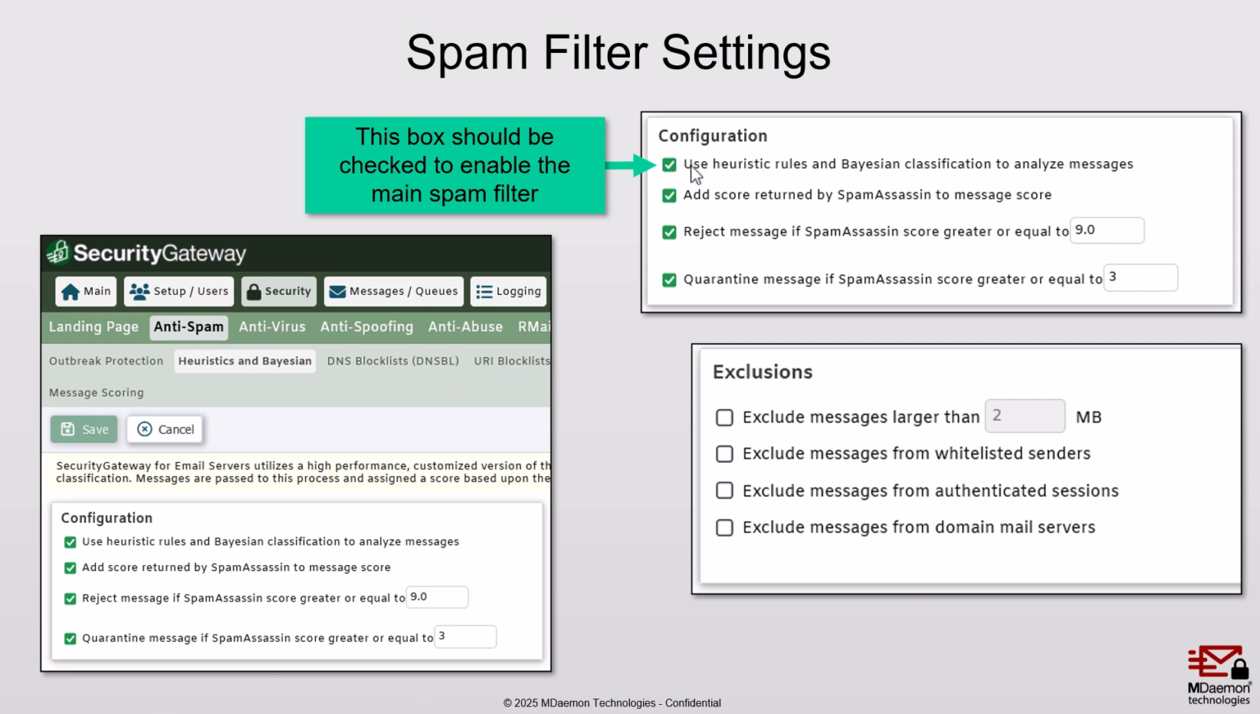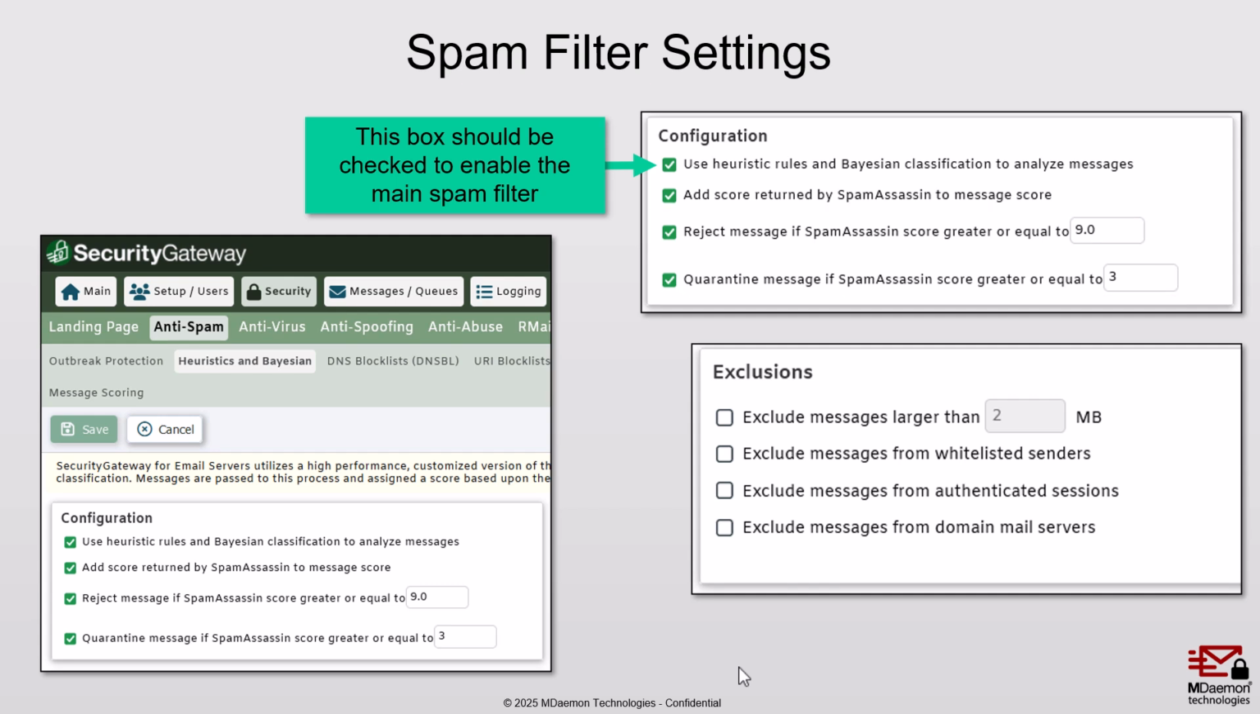So let's move here to the top right-hand side. You can check the box to use heuristic rules and Bayesian classification to analyze messages. That's going to enable your basic spam filtering processes. You can add the score that SpamAssassin returns to the actual message score, and then choose your quarantine and rejection thresholds based on the SpamAssassin score, at which point the message is quarantined or rejected by Security Gateway.